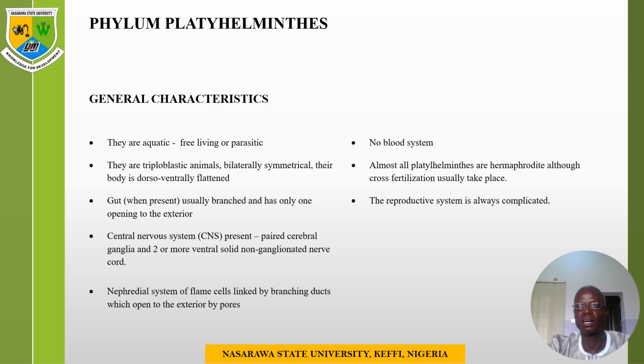Almost all platyhelminths are hermaphrodites, although cross-fertilization usually takes place. That is, they are hermaphrodite, they possess both male and female gametes, but cross-fertilization occurs. The reproductive system is always complicated.